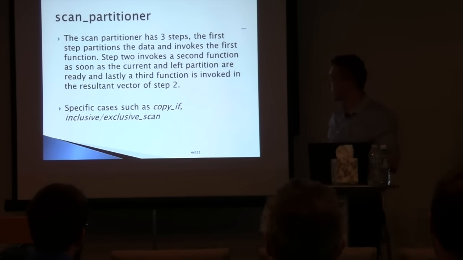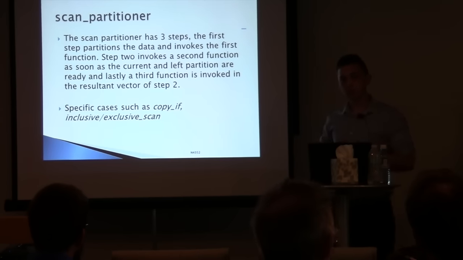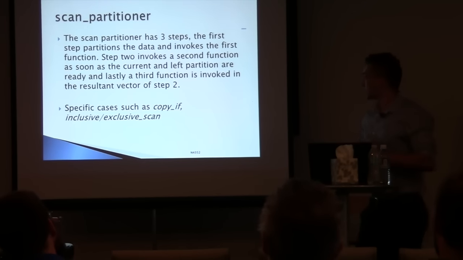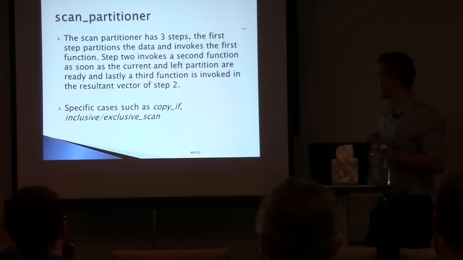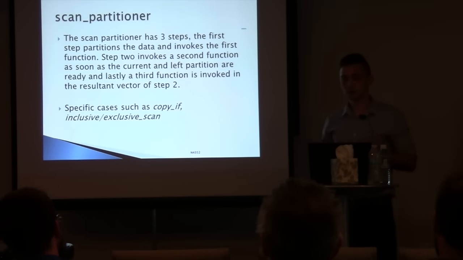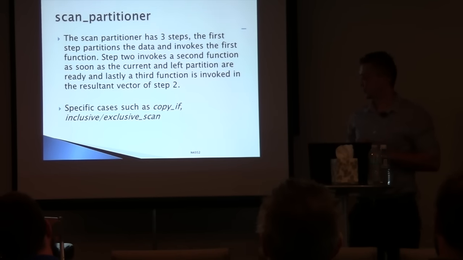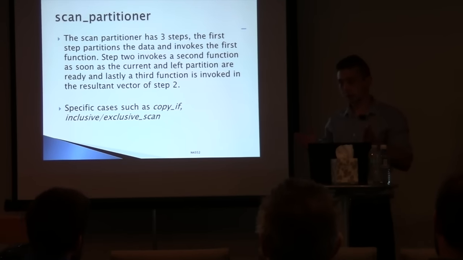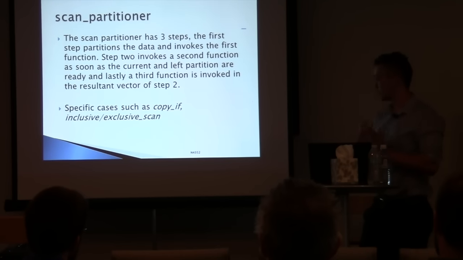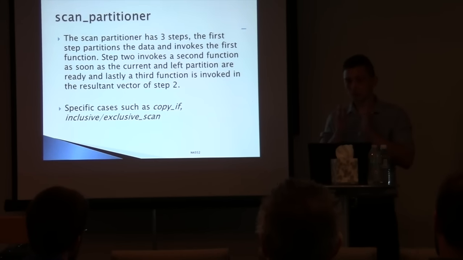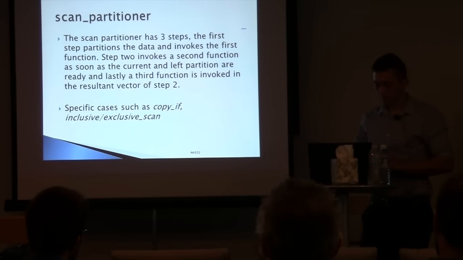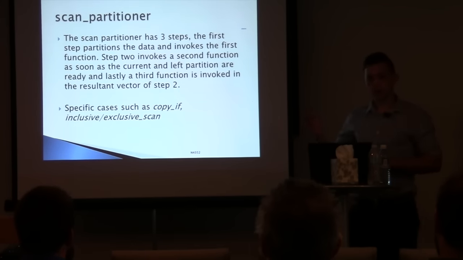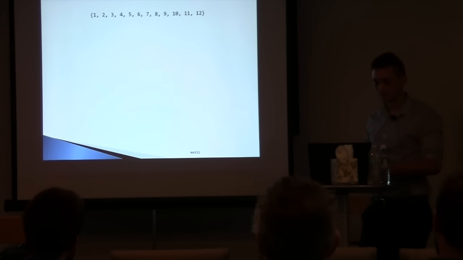Now after that, we had one more partitioner we were using, called the scan partitioner. And this one is the most complex of the three. What it does is it has a three-step process. The first step partitions the elements as the other two do. The second step invokes a function on the current partition and the leftmost partition when it's ready. So it's not the entire list. And then the third function is invoked on the result of all the step 2 functions. And this was useful for us in implementing copy if and inclusive and exclusive scan.